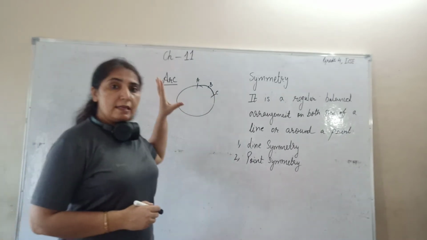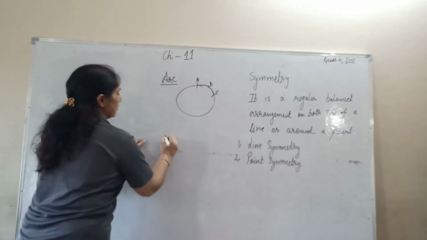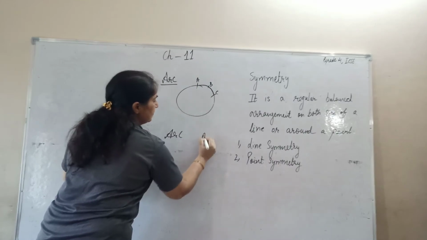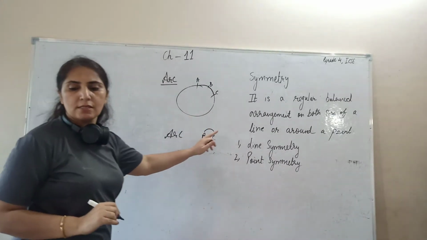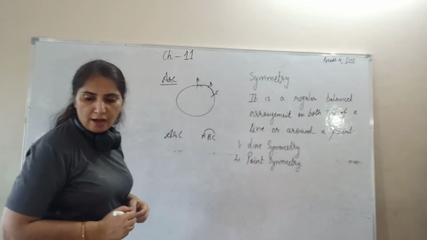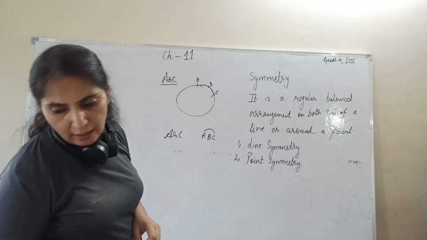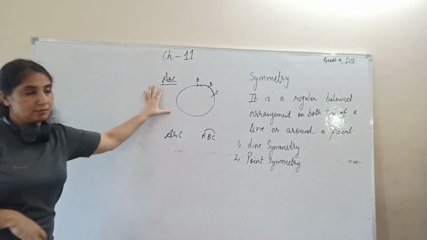Any part of the circle is called an arc. This is arc ABC, a small part. This is its symbol. How do you have to define it? Any part of the circle is called an arc. So this was the last element of the circle.